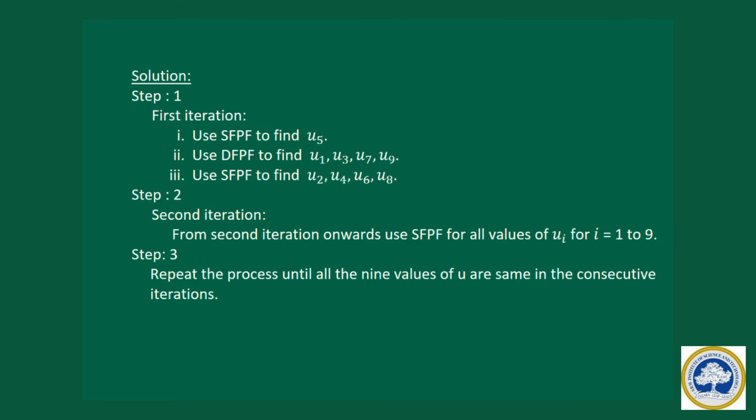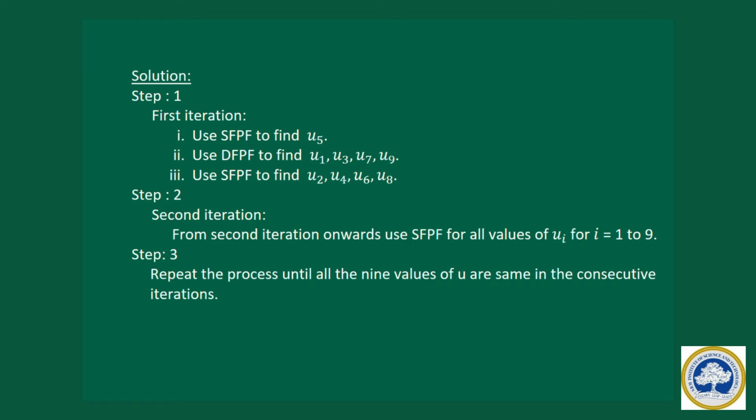Now, the second step: after completing the first iteration, we are moving to the second iteration. For the second iteration onwards, we have to use only the standard 5-point formula for all the 9 values, because all the remaining values are known to you. So starting from U1, U2, U3 in order, everything you can calculate using only the standard 5-point formula.